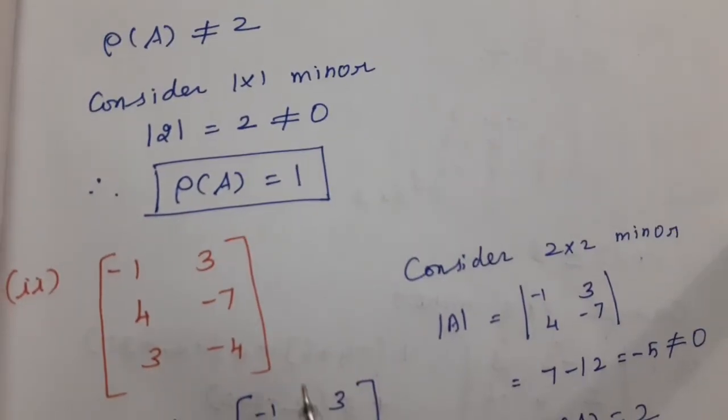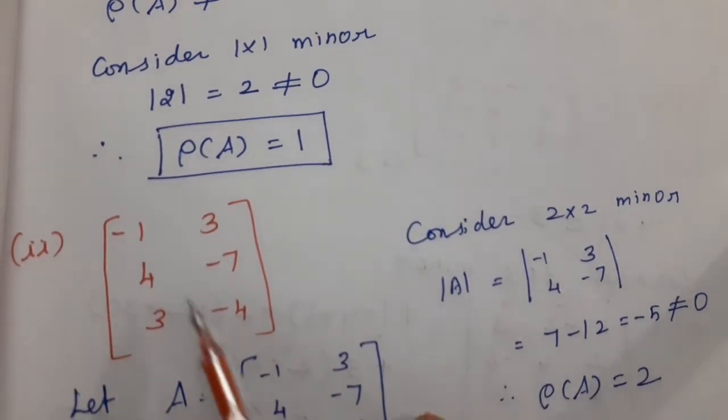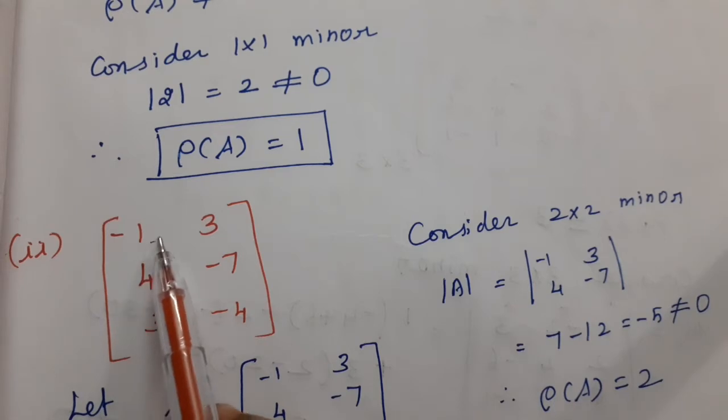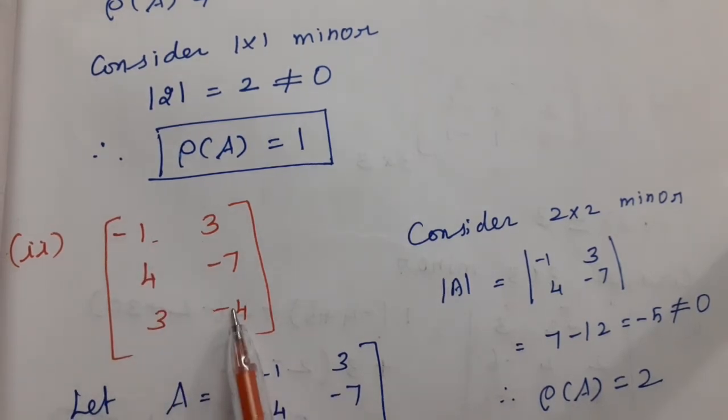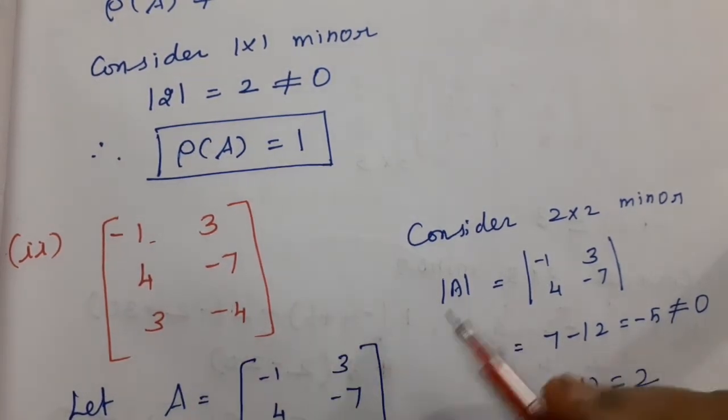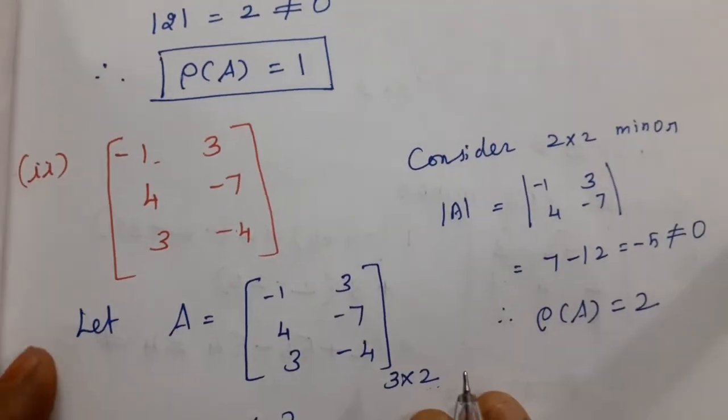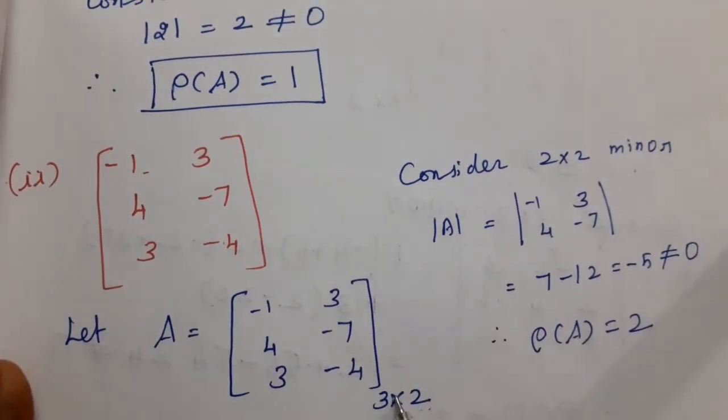What is the order of this matrix? How many rows? 1 2 3, 3 rows. How many columns? 2 columns. The question itself, what is the question given? The rank is what? 3 rows 2 columns, so 3 by 2.